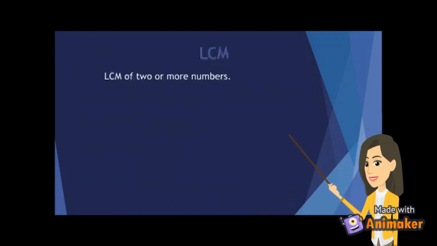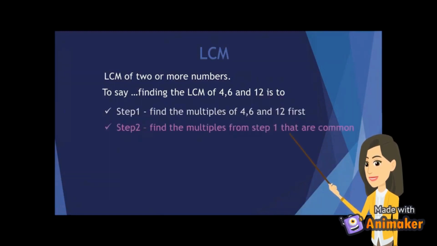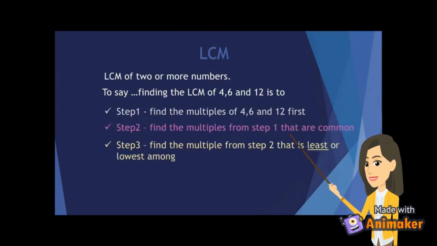LCM of 2 or more numbers. To say, finding the LCM of 4, 6 and 12 is to, Step 1: Find the multiples of 4, 6 and 12. Step 2: Find the multiples from step 1 that are common between the numbers. Step 3: Find the multiple from step 2 that is least or lowest among all of them.